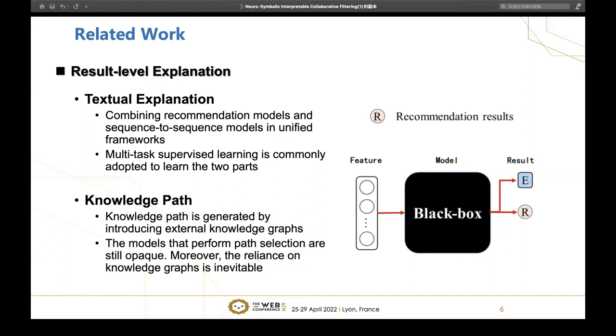Although the learned knowledge paths reflect the recommendation reasoning process to a certain extent, the models that perform path selection are still opaque. Moreover, the reliance on knowledge graphs is inevitable.